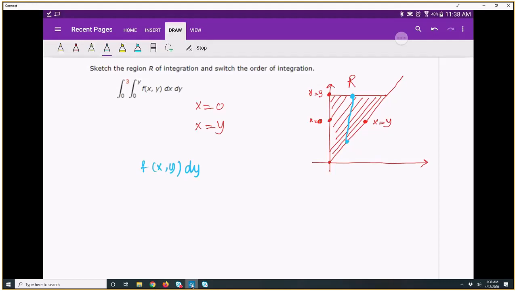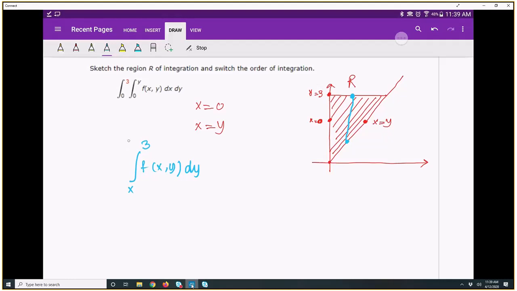So what am I going to say? I'm going to say y is starting at x. How do I know y is equal to x? Well, the point is on the line x equal to y, so y must be equal to x. So you start at x and you go all the way to 3. And this is the integration with respect to y.